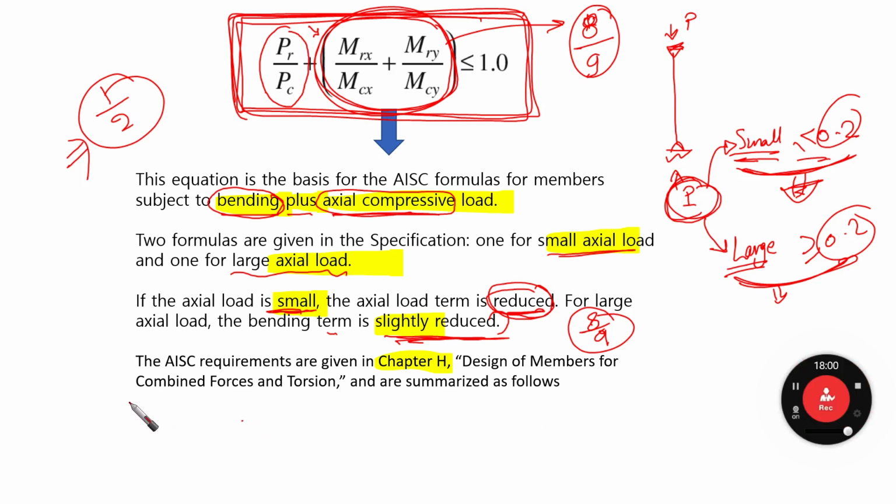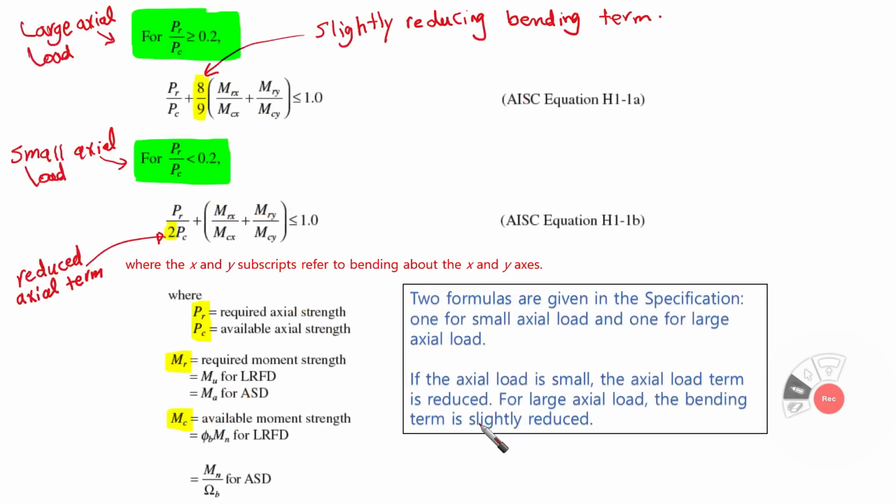The AISC requirements are given in Chapter H, so all the details you can find in Chapter H, Design of Members for Combined Forces and Torsion. You're going to find it in this chapter and they are summarized as follows. We're going to see the summary of this. So we are going to have two cases here, as I have mentioned. One case for large axial load, another case for small axial load, and I highlighted it with the green highlighter here.